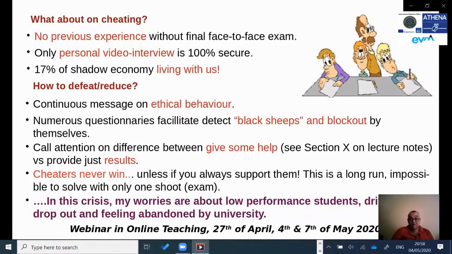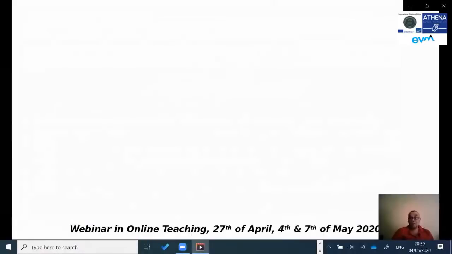My worry is about another kind of student, not the cheaters. My worry is about the low performers, who are very close and driving to drop out. I feel that the university has not responded to their needs. They feel abandoned by the university. This is my main worry. Okay, we are close to the end.